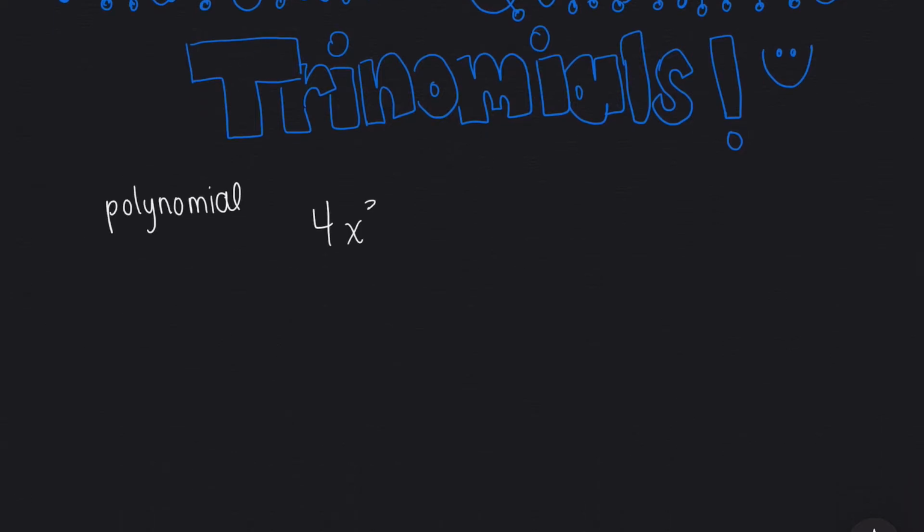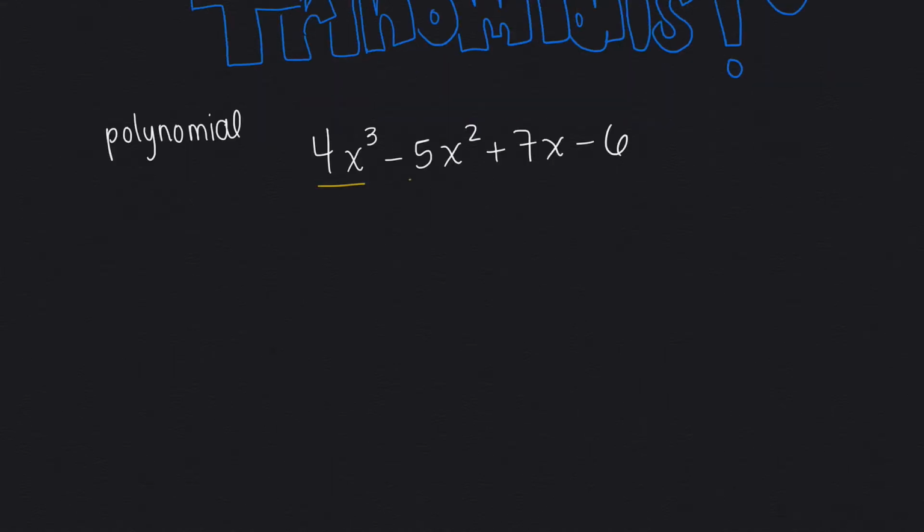And say you have this polynomial. Notice the polynomial has 4 terms. 1, 2, 3, 4. Well, as it turns out, each of these terms has a different name. This one is called the cubic term. This one is called the quadratic term. This one is our linear term. And this one is our constant.